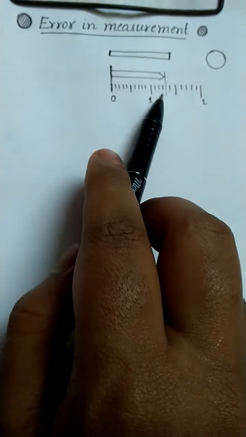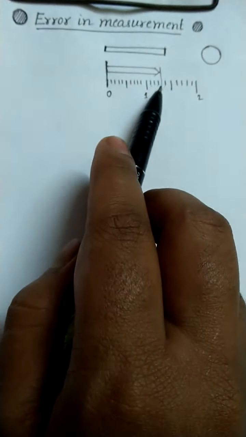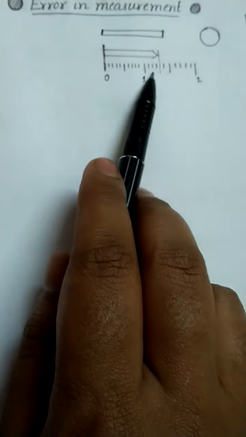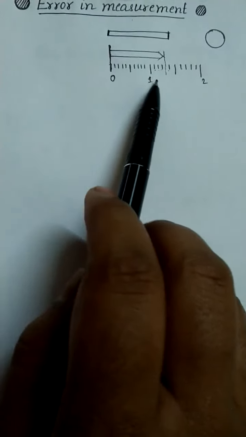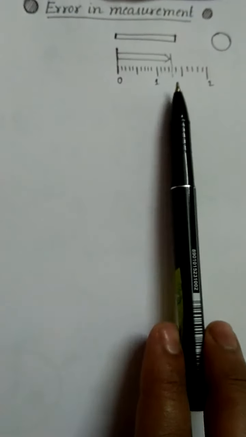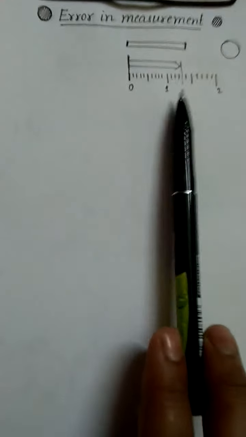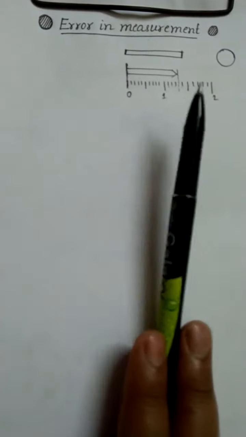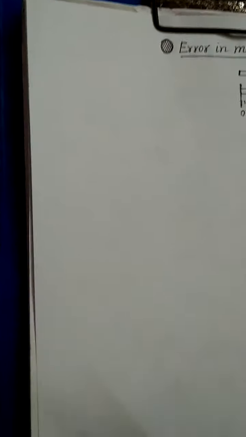So what should be the reading you tell? Is it 1.3 or 1.4? You may tell me, sir, this is 1.35. But how can you tell this is 1.35? This can be 1.34 also. So we are not sure what its actual value is. So basically this is the error in measurement. Whatever the value is, you have to mention that we have some error in this measurement. How to calculate this error we shall discuss in this lesson.